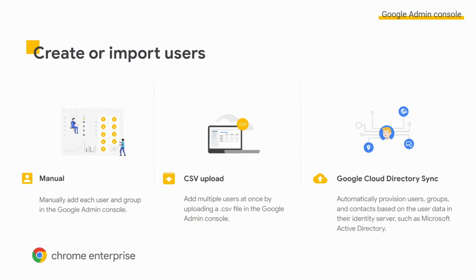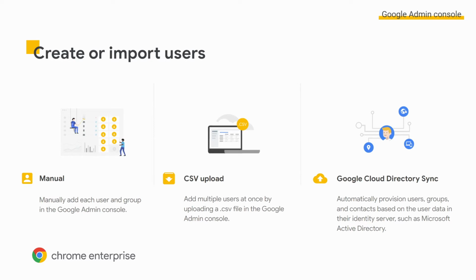Once the organizational units have been set up, the next step is to create user accounts. There are 3 different ways to add users to the Google Admin Console. The first is manual, so you will add each user and group in the console one by one. The next is CSV upload. You can add multiple users at once by uploading a CSV file in the console.